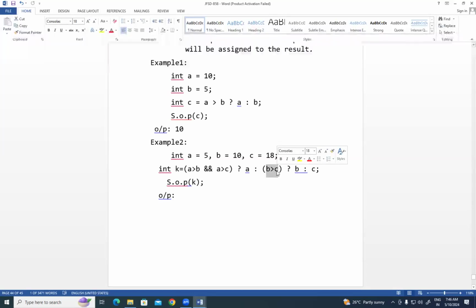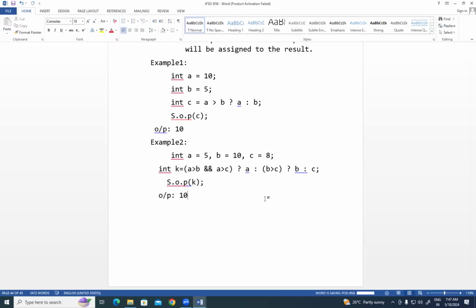What about B greater than C? False. If it is false, then where does control go? Part 3. Part 3 means C here. Then the value of C will be assigned to the variable K. If I print the value of K, what's going to be my output? 18. Able to follow me? Now, as per our example, the C value is 8. The result will be 10.